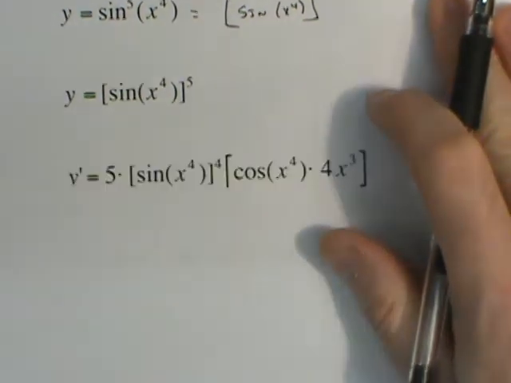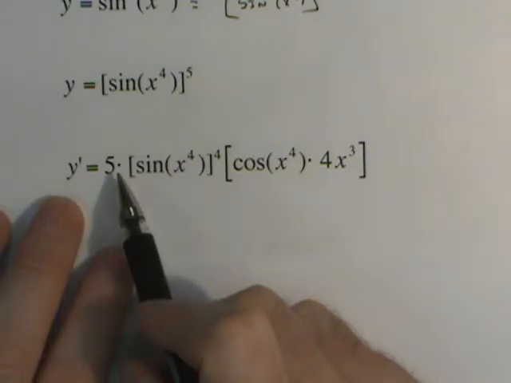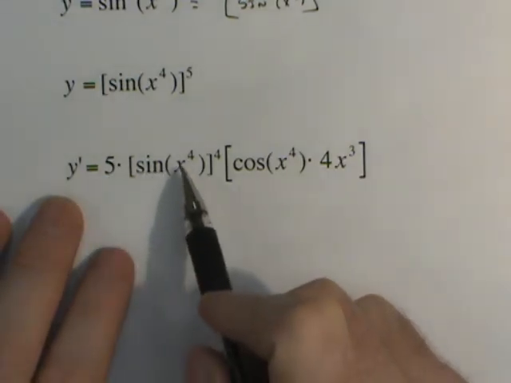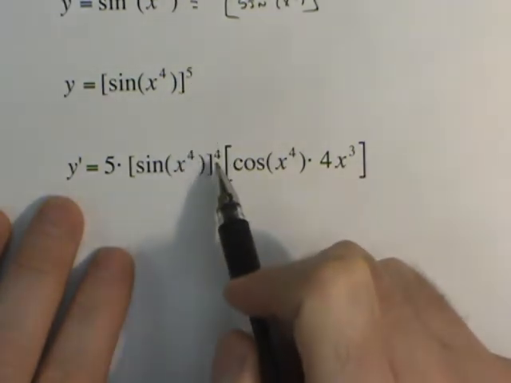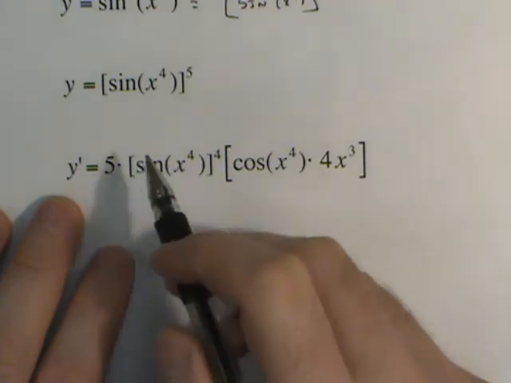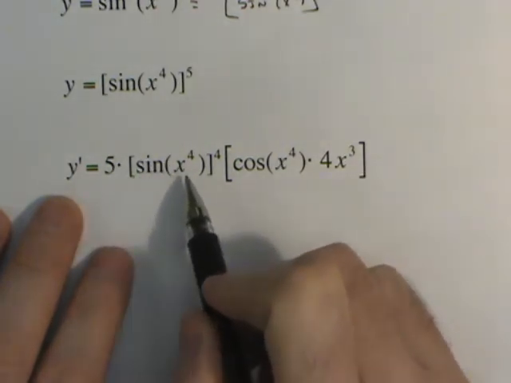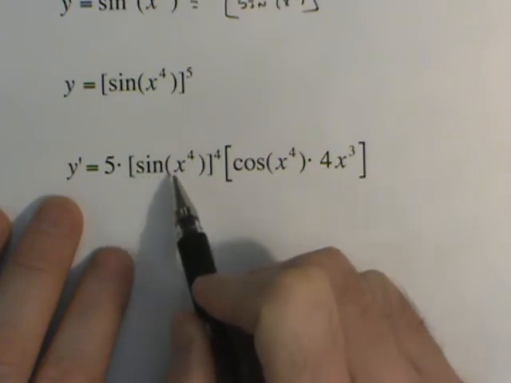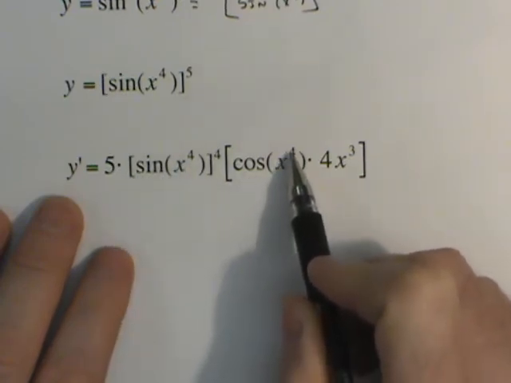And so as I use my power rule, I'll say y prime is equal to 5 times sine the angle, x to the fourth, raised to the fourth. You see I knocked that power down by 1, and I put that exponent in the front. Then I have to come back, and the chain rule states that what's in parentheses has to have a derivative. So the derivative of sine x to the fourth would be cosine x to the fourth.